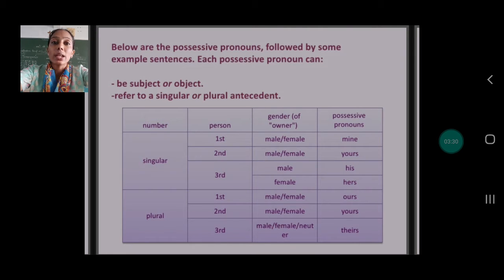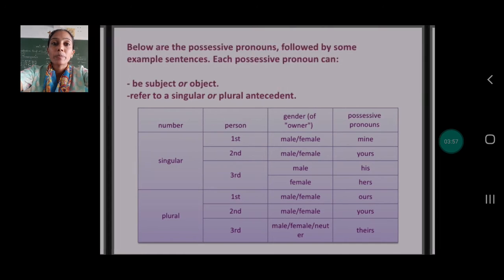And for the plural number, first person, whether it's male or female, we use ours, common, O-U-R-S. And for the second person, whether it's male or female, again a common possessive pronoun, yours. And for the third person, whether it's male, female or neuter, we use theirs. So I hope you understood this table.